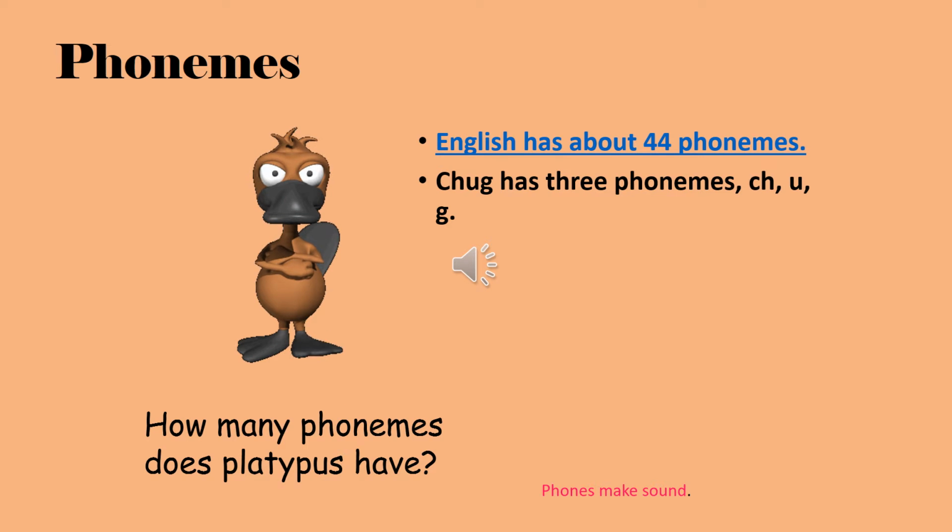Each language has their own set of phonemes. The English language has 44. One example is the word chug. Chug has 3 phonemes, so you have to sound the word out to hear them. Ch, u, g. That gives you 3 phonemes.